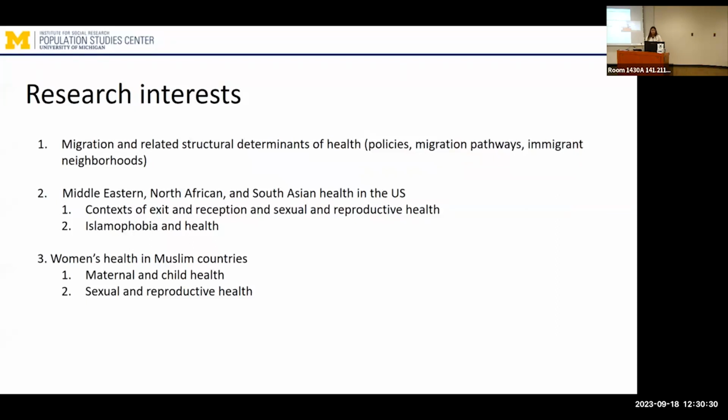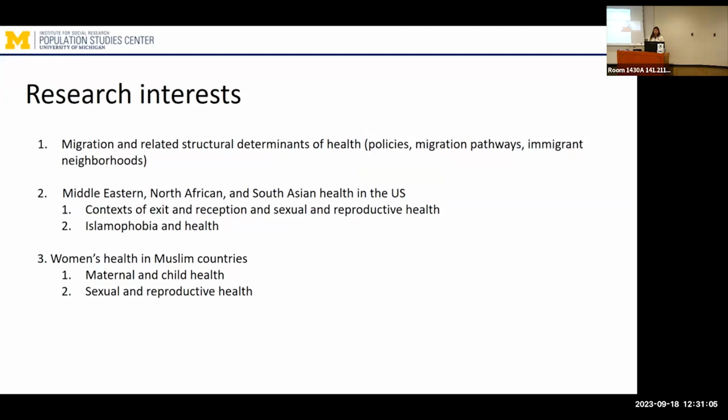So generally speaking, my interests are in migration and related structural determinants of migration and health. Such as, how do immigration policies affect health? How do different pathways of migration or contexts of exit from sending nations affect health? And also how do contexts of reception, like immigrant resettlement, shape the health of first and second generation immigrants?